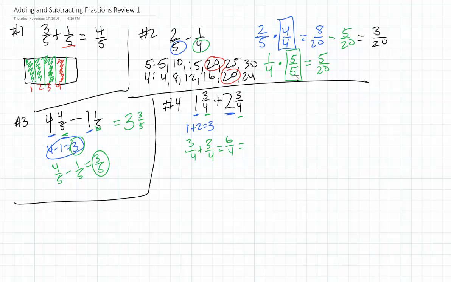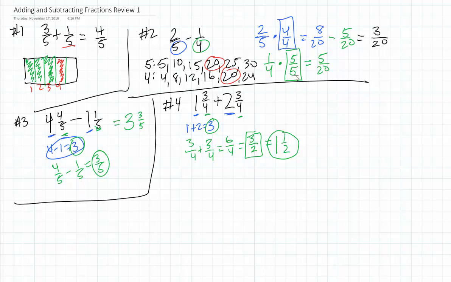And that actually is equivalent, if we simplify that, we can divide it by 2. So we get 3 halves. Okay. Now 3 halves is an improper fraction. We're going to go ahead and convert that to a mixed number. So that's 1 and 1/2. So here we have 3 and we have 1 and 1/2.